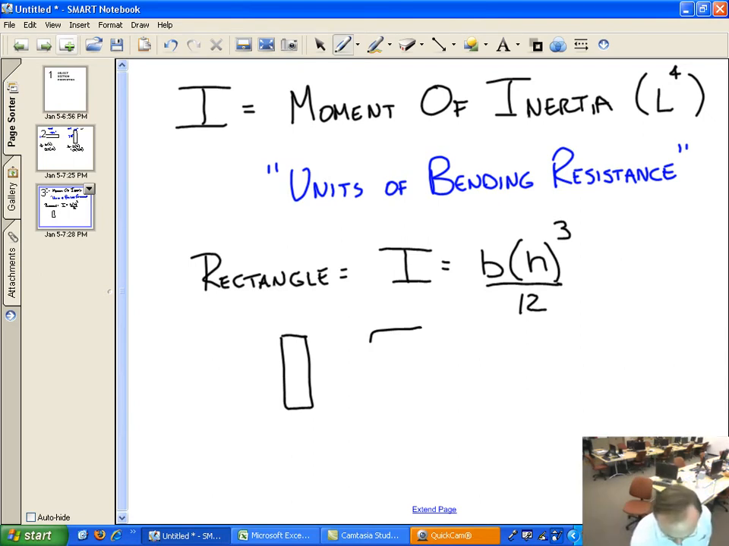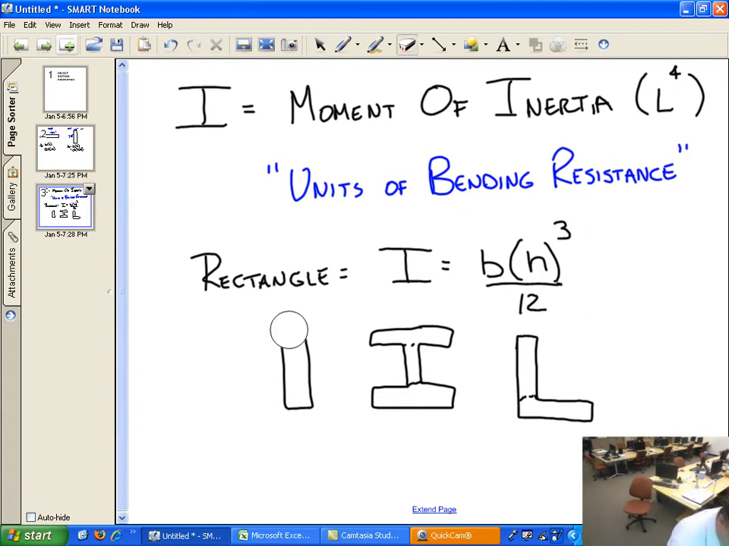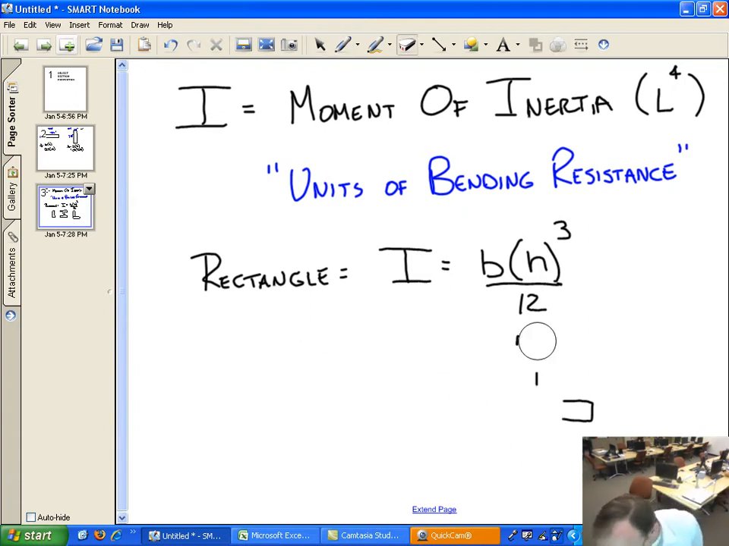Our engineered wood joists are I-shapes, 3 rectangles right here. We have channel sections for brackets, 2 rectangles. Everything can easily be broken up into rectangles for us in the profession. So we're going to stick with the basic concept that the moment of inertia of a rectangle is equal to base times height cubed over 12.